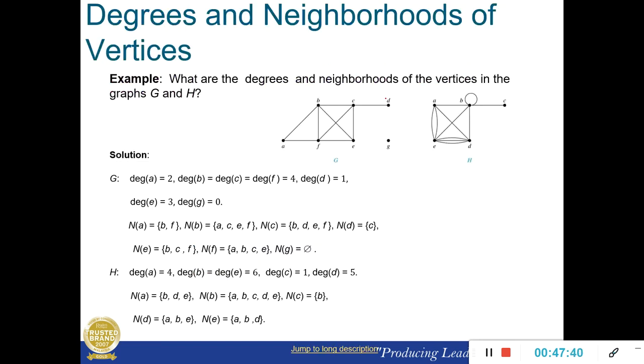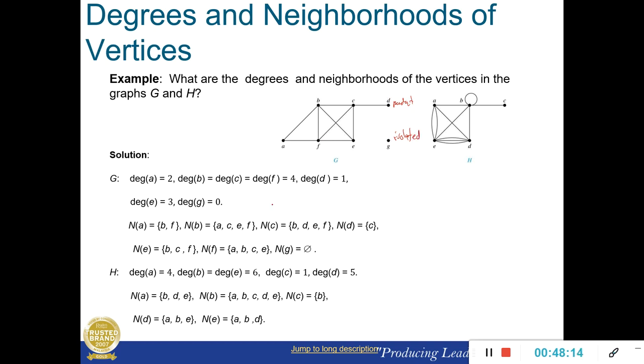Example: what are the degrees and neighborhoods of the vertices in the graphs G and H? So we have degree of A is 2, correct, A-B, A-F. Degree of B is equal to degree of C, degree of F is 4: 1, 2, 3, 4. Degree of E is 3: 1, 2, and 3. Degree of G is 0. Degree of D is 1. So this is a pendant vertex and this is an isolated vertex.